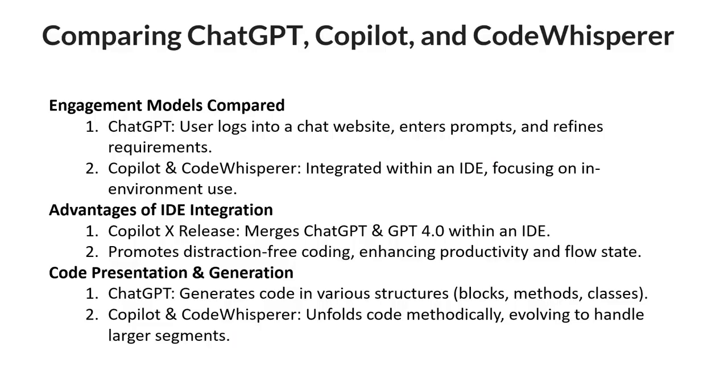Let us begin by looking at the different tools that are available to us. Of course, you have the ChatGPT, you also have the GitHub Copilot, and you have the AWS Code Whisperer. Now, these tools have different engagement models. ChatGPT, of course, is a website where you log in, enter a prompt. The prompt could be coding related, and it gives you a response back. The GitHub Copilot and Code Whisperer are tools that are integrated into your development environment.